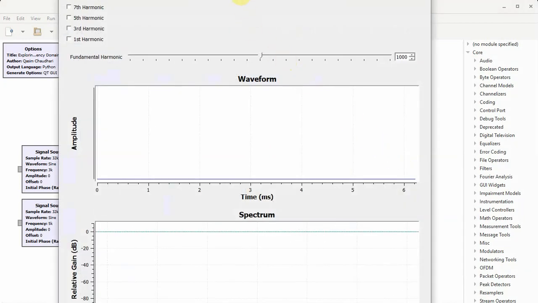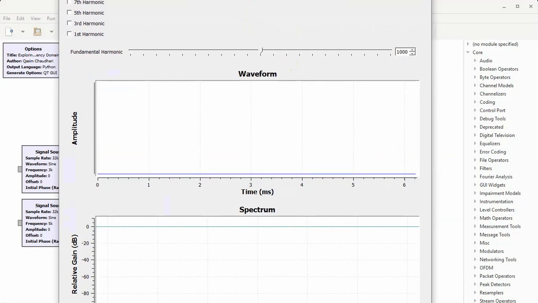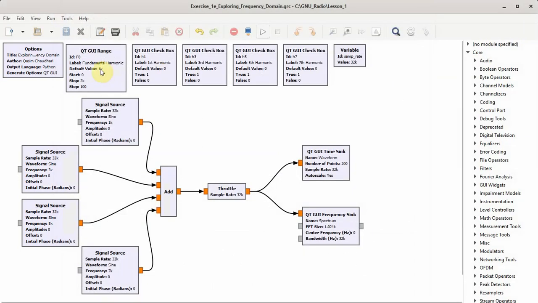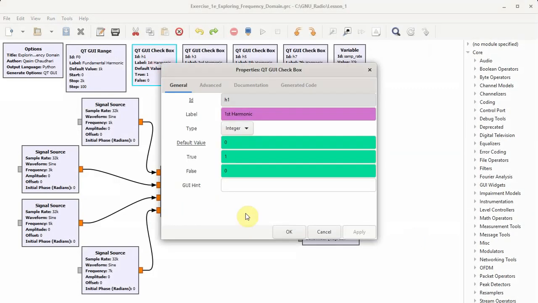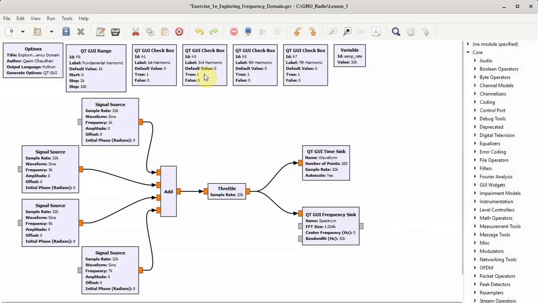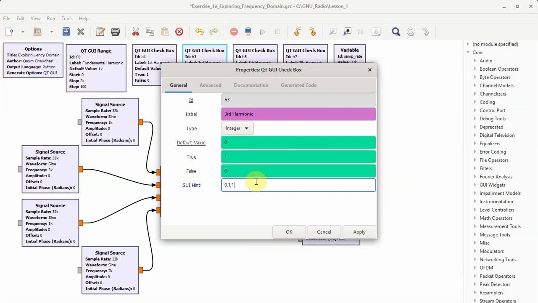So here we are, and it is a little bit outside my window, but I try my best to include everything we want. Right now there is no harmonic which is selected. Or another way of doing this is to arrange these in a horizontal manner. That we will do as follows. So we use the GUI hint 0, 0, the position, 1 row, 1 column, the span. Then 0, 1, 0, 2, 0, 3.